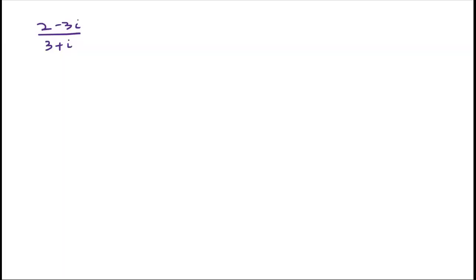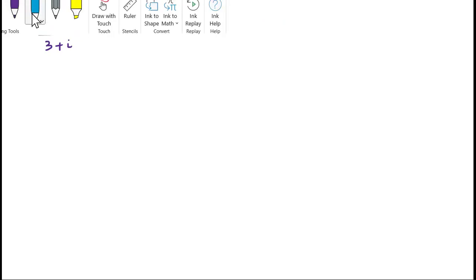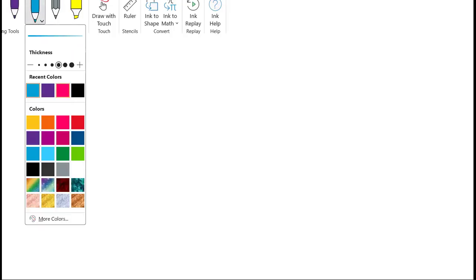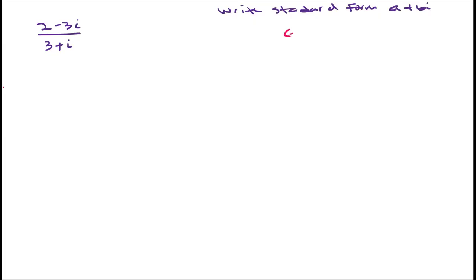Again, we want to write this in standard form, which is a plus bi. So how do we do that? Remember, the goal is to eliminate the i in the denominator. Okay, that's our goal. We want to eliminate the i in the denominator.